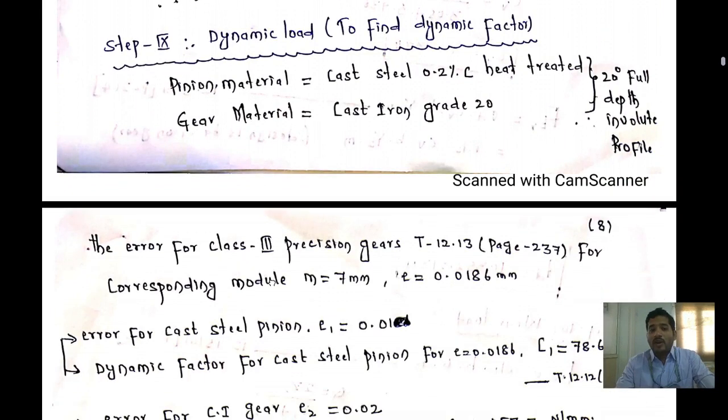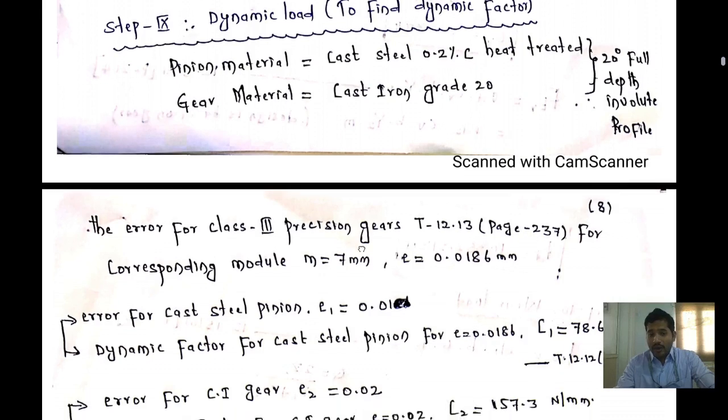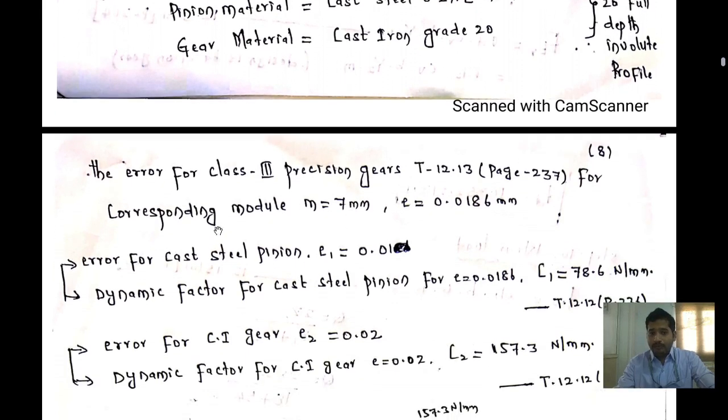If you want to find out the dynamic load, first of all check which type of material we are using for the pinion as well as for the gear. For the pinion we are using cast steel, 0.2% carbon, heat treated. For the gear material we are using cast iron grade 20. Is it right? As well as, for the error for the class 3 precision, we are using table number 12.3, page number 236 to 237.